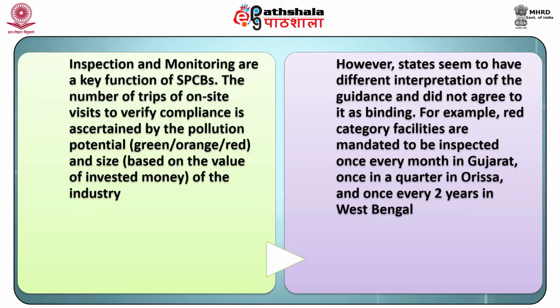Inspection and monitoring are a key function of SPCBs. The number of on-site visits to verify compliance is ascertained by the pollution potential, green, orange, red, and size based on the value of invested money of the industry. However, states seem to have different interpretations of the guidance and did not agree to it as binding. For example, red category facilities are mandated to be inspected once every month in Gujarat, once in a quarter in Orissa, and once every 2 years in West Bengal.